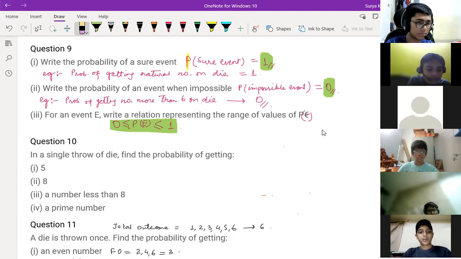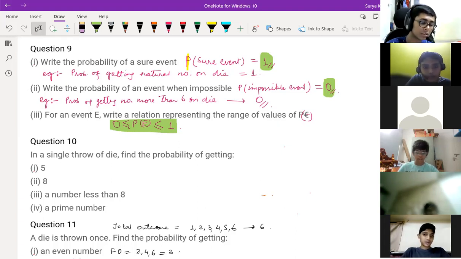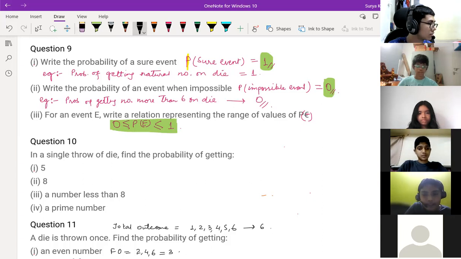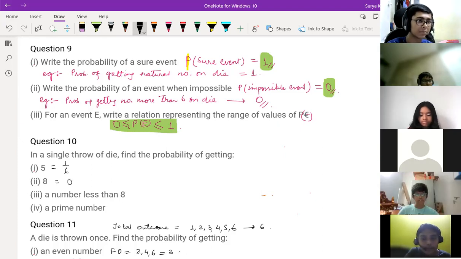Okay, who has done? Raise your hand so that I can understand. Sahil has done. Next, Satvik has done. Shriyanvi has done. Okay, fine. See, a die, probability of 5. Tell me, Sahil. 1 by 6. Okay, 8? 0 by 6. Less than 8? 6 by 1. Prime number? 3 by 6, 1 by 2. Okay, fine. Wait.